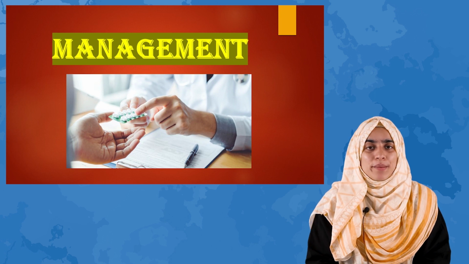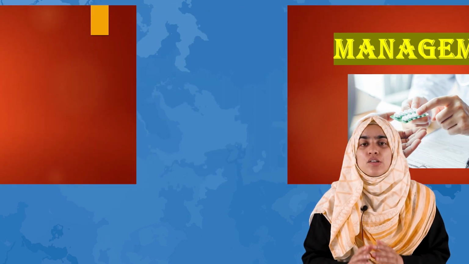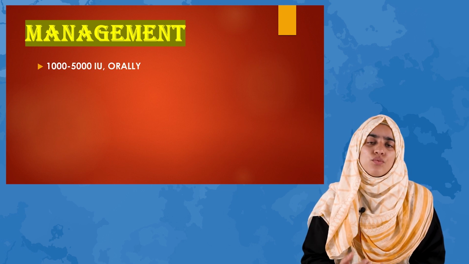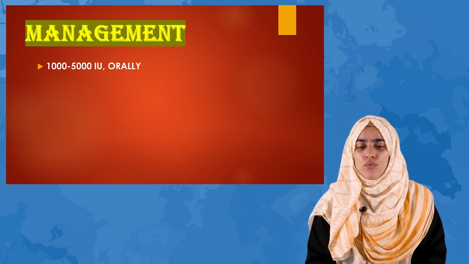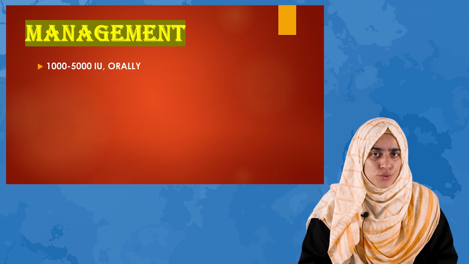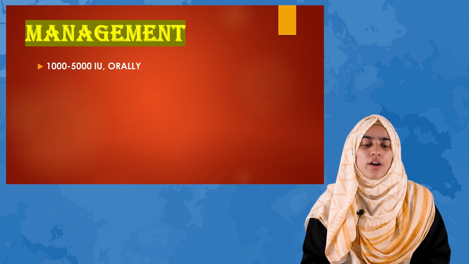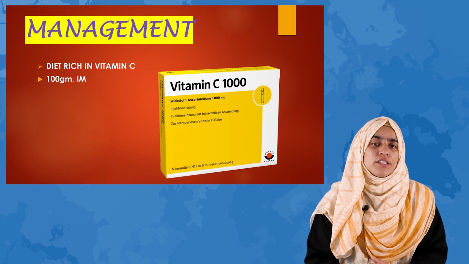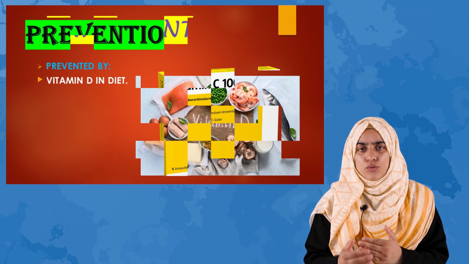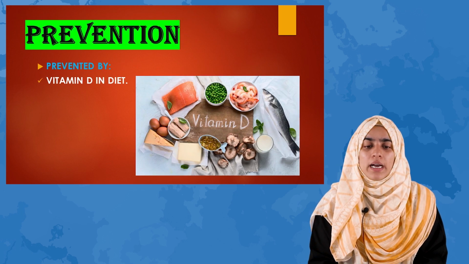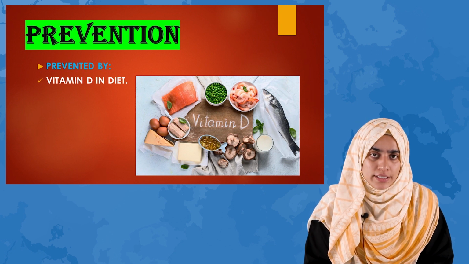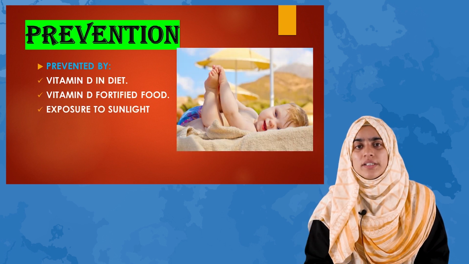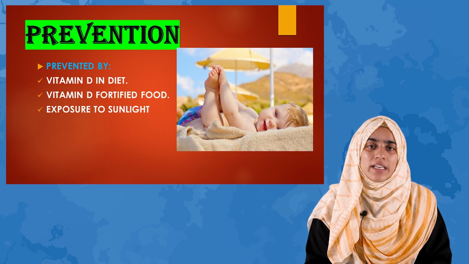So now we are going to talk about management for this vitamin D deficiency. For the treatment of rickets as well as osteomalacia, vitamin D is given in a dose of 1,000 to 5,000 international units orally for a month, which is followed by 800 IU daily for 6 months. So the prevention of this vitamin D deficiency can be done by providing enough vitamin D intake, providing vitamin D fortified foods, and exposure to sunlight, which is very cheap and very helpful.